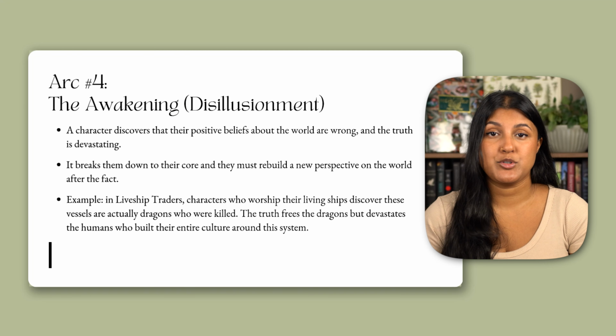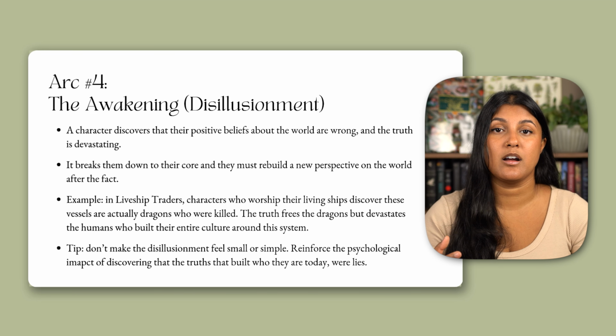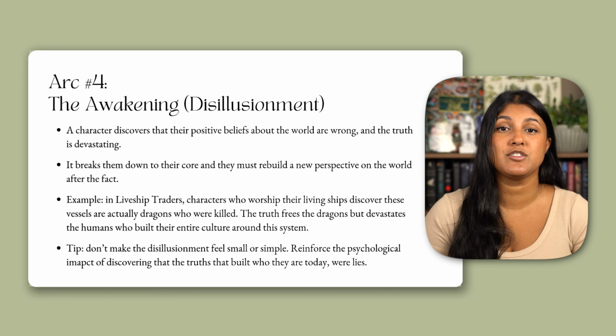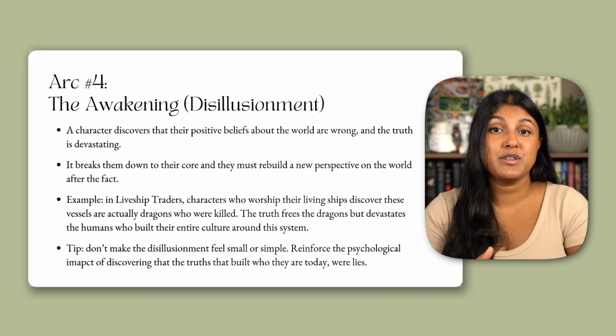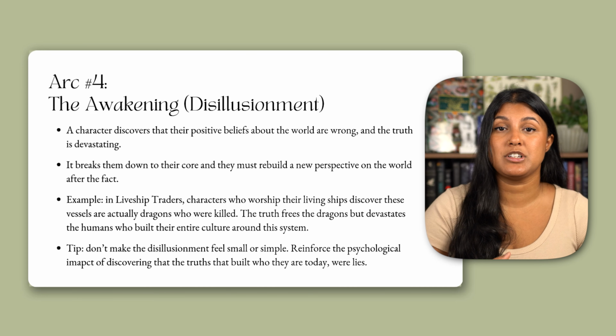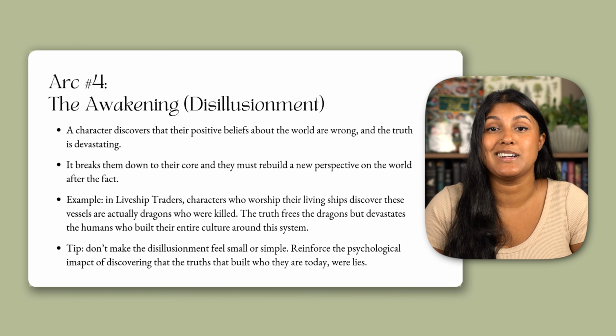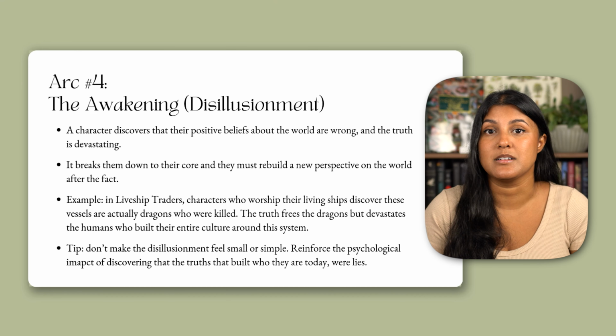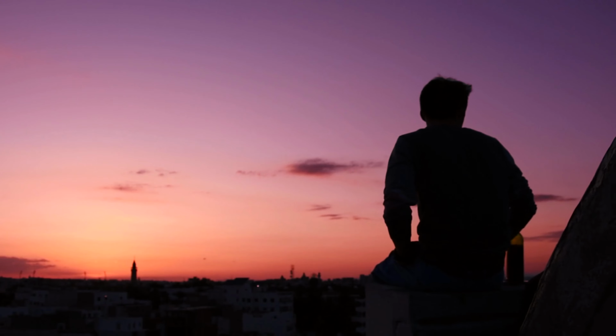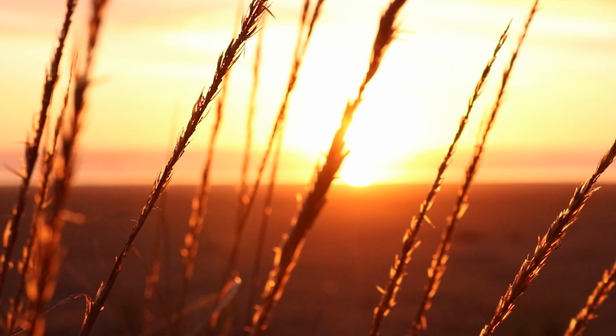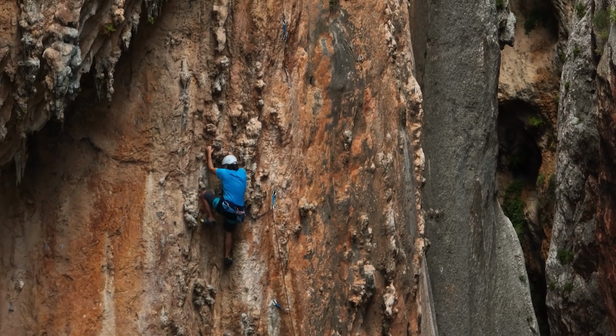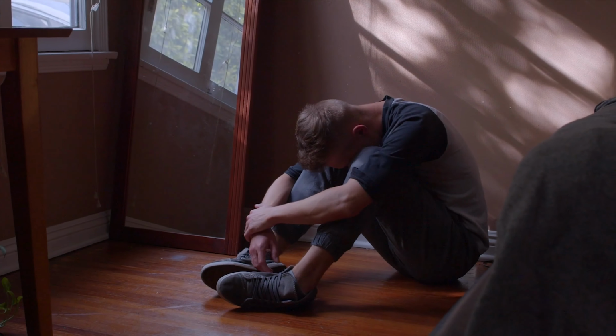Now, when you're writing this arc, the truth that your character discovers should be both freeing and personally devastating. In Live Ship Traders, characters who worship their living ships discover that these vessels are actually enslaved dragons. The truth is liberating for the dragons, but psychologically destructive for the humans who built their entire culture around this system. To complete this arc, don't end it in complete despair. A Disillusionment arc should show the character learning to build something new from the shattered remains of their previous beliefs. If you end the book without showing that process of rebuilding, even if it's just a small passing line at the end, then this arc becomes a fall arc rather than an awakening.